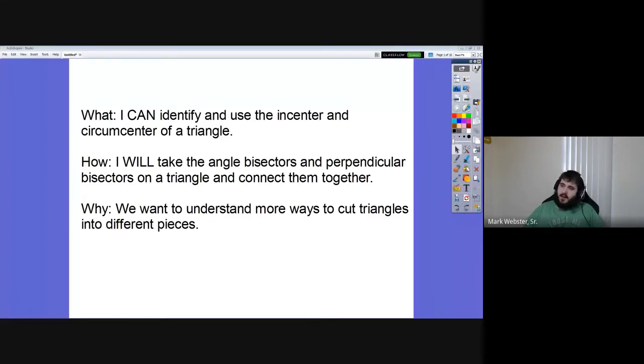So what are we doing today? Today we're going to be able to identify and use the incenter and the circumcenter of a triangle. We'll talk about what that is, the point of using a big math word here: the point of concurrency of the angle bisectors of a triangle and the point of concurrency of the perpendicular bisectors. We'll talk about how we get those, what we do with them, all that good stuff. So let's begin.